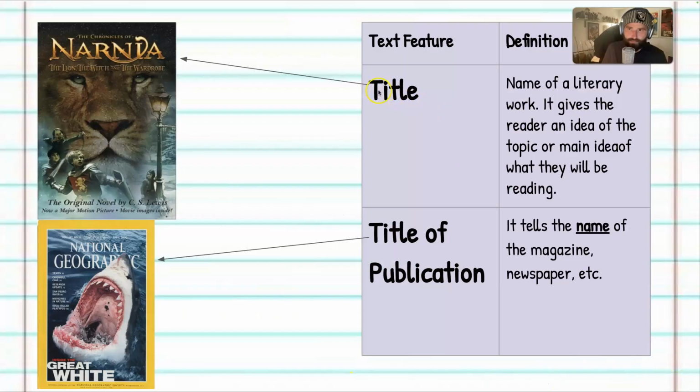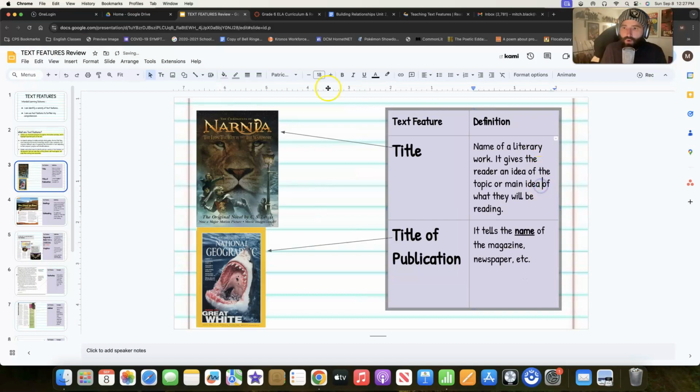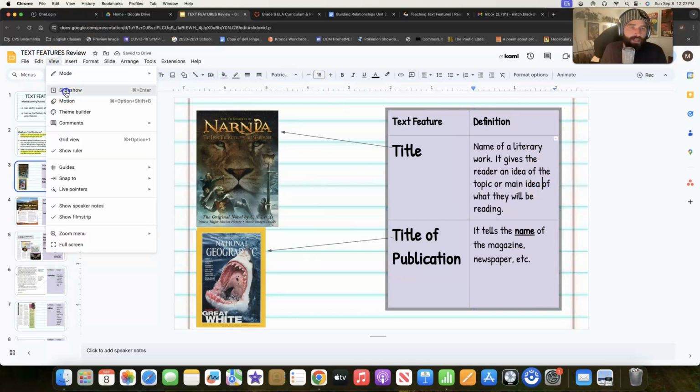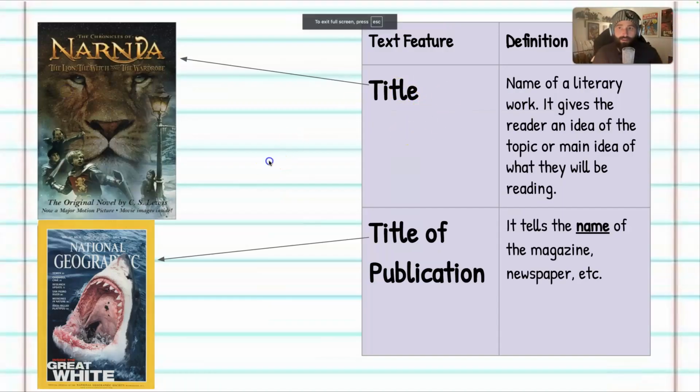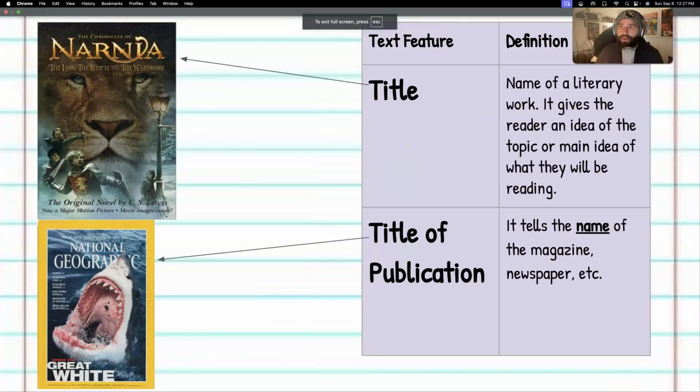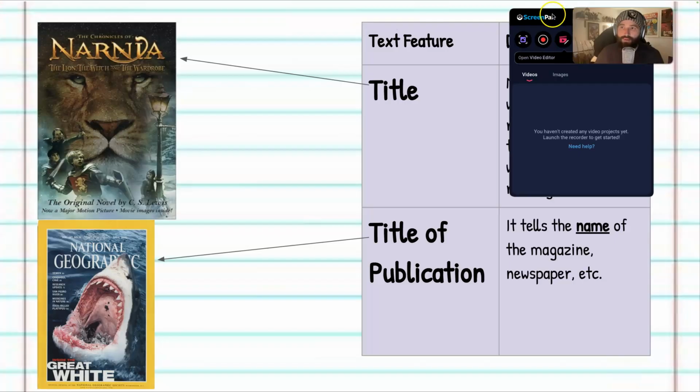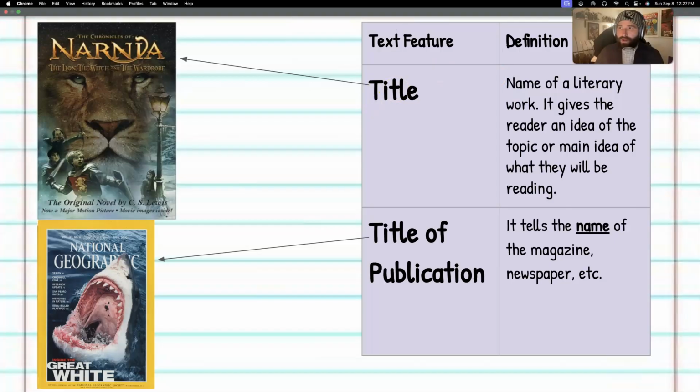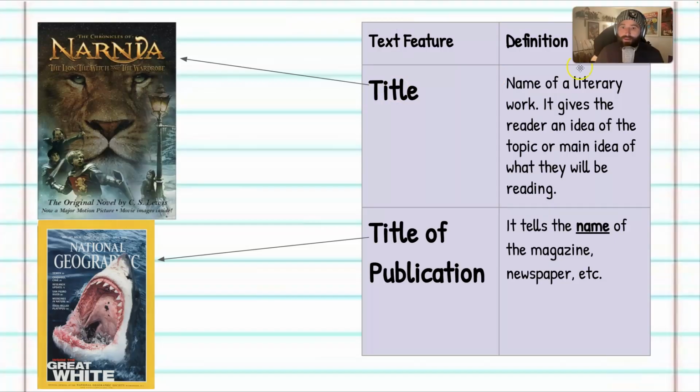So for example, a title is the name of a literary work. It gives the reader an idea of the topic or main idea of what they will be reading. I've got to fix that spacing. Let's do that right now. And so the title in itself, looking at a title, could give you the main idea of the text. A title can literally give you the main idea of a text.